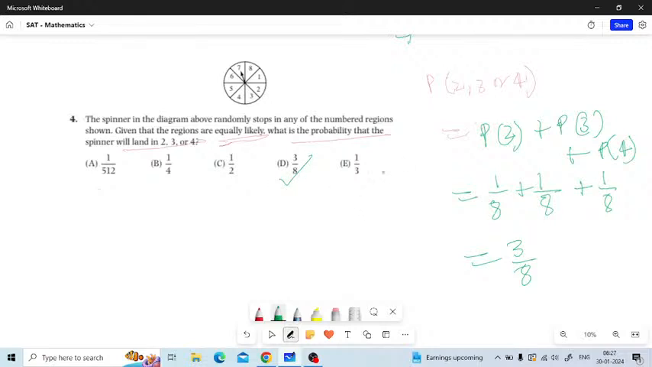So this is all about the first lecture. In the next lecture, I will discuss more about the topics related to arithmetic and statistics.